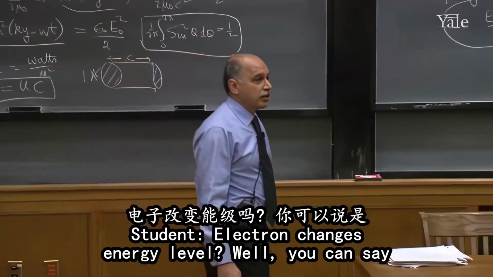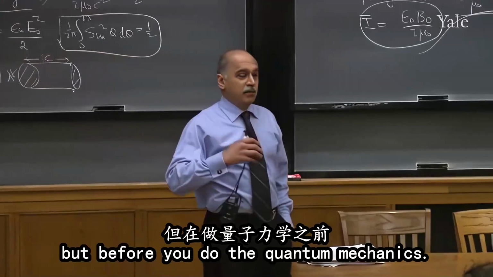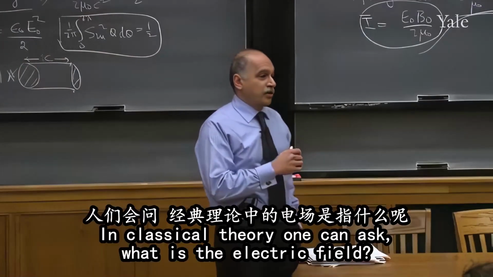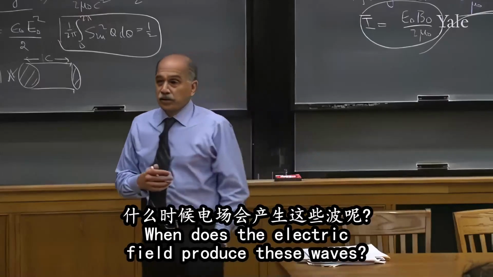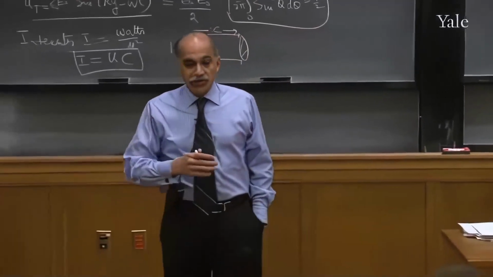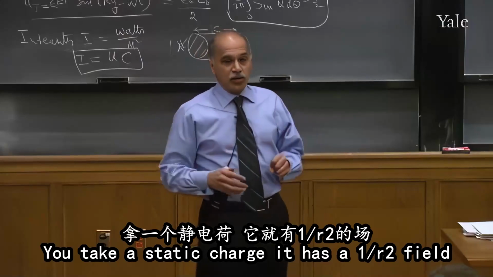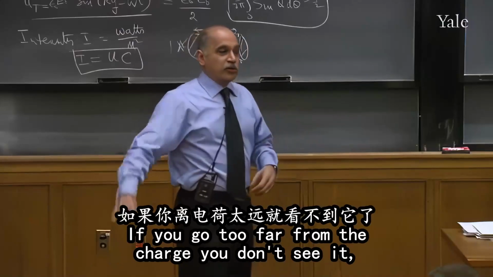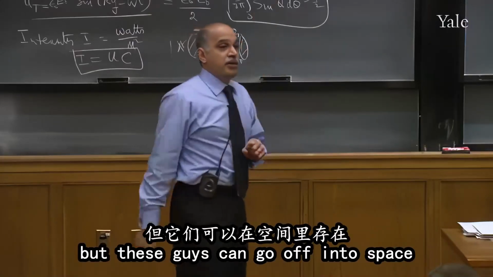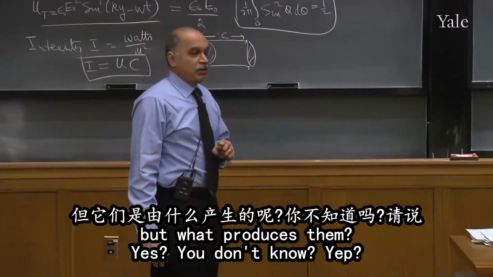Yes? Electron changes energy level? Well, you can say in an atom the electron changes energy level, but before you do the quantum mechanics, in classical theory, one can ask, what is the electric field? When does the electric field produce these waves? You know, you take a static charge, it has a 1 over r squared field, which is pinned to the charge. If you go too far from the charge, you don't see it. But these guys can go off into space without being anywhere near a charge or current. But what produces them?